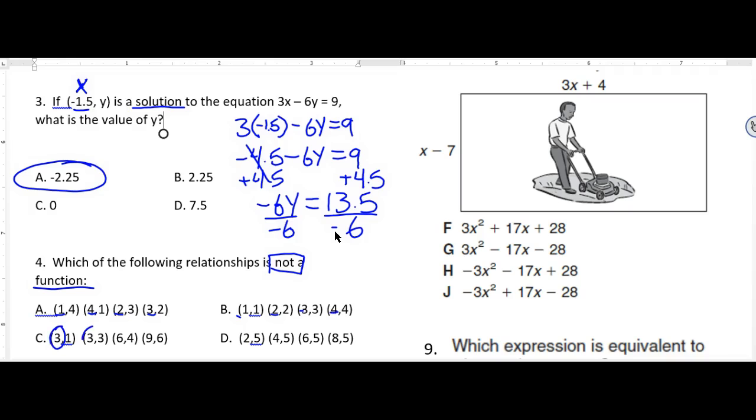C, I have 3, 3, 6, 9. I have repeating x values there. That fails the function test. That's going to be our answer. Just to check, D, 2, 4, 6, 8, nothing repeats now.